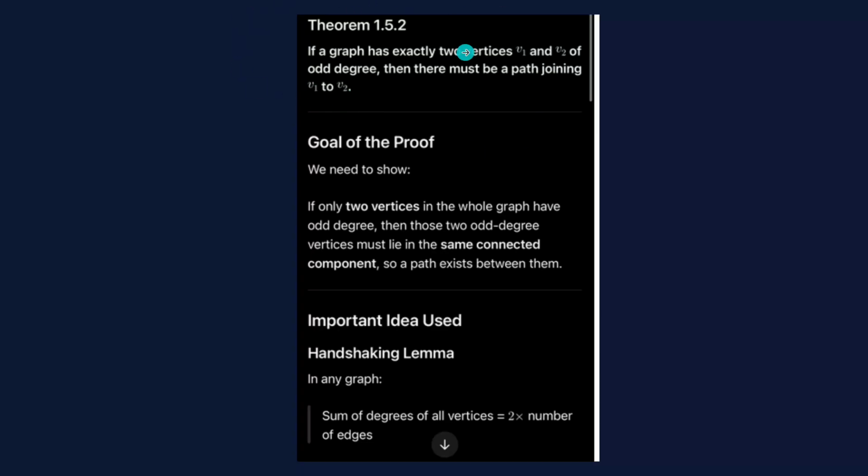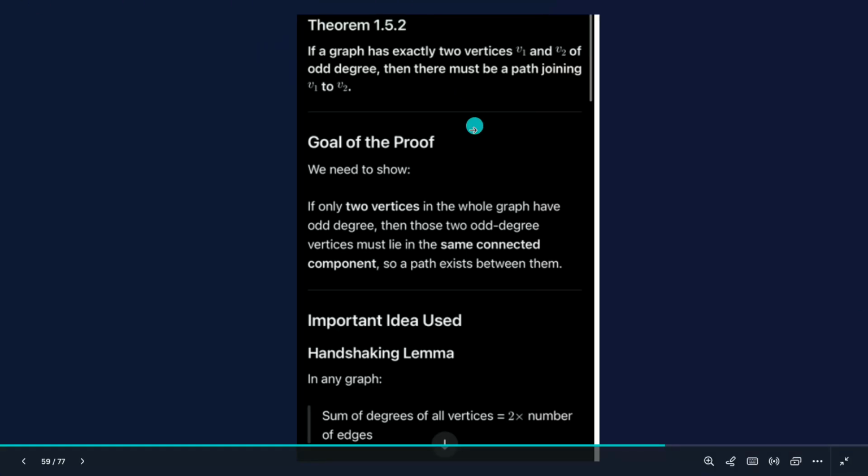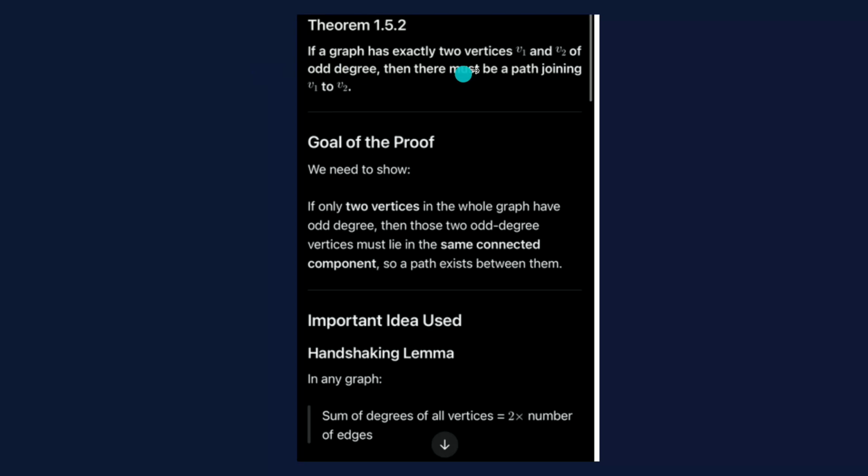This is the question. It says that if a graph has exactly two vertices v1 and v2 of odd degree, then we have to prove that if there are only two vertices of odd degree, then a path exists between v1 and v2.